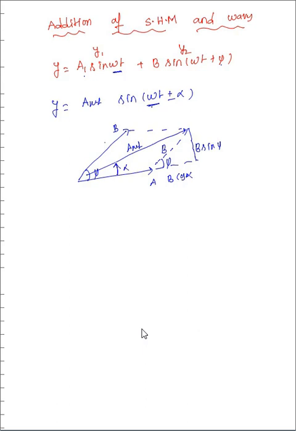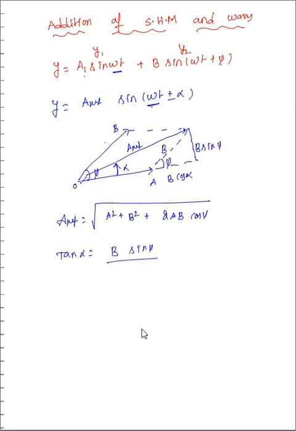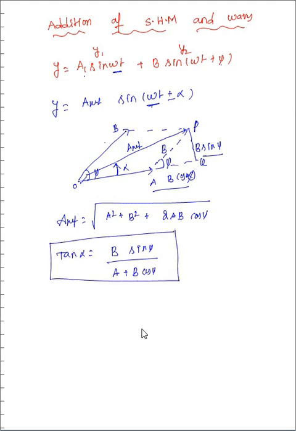So the net amplitude, how can you write it? Just now we learned that it is the square root of A square plus B square plus 2AB cos phi, from the parallelogram of vectors. Tan alpha, how can we write it? From triangle OPQ, the opposite side is B sin phi, and the base is A plus B cos phi. So tan alpha equals B sin phi divided by A plus B cos phi. This is the angle between the resultant vector and the reference one.